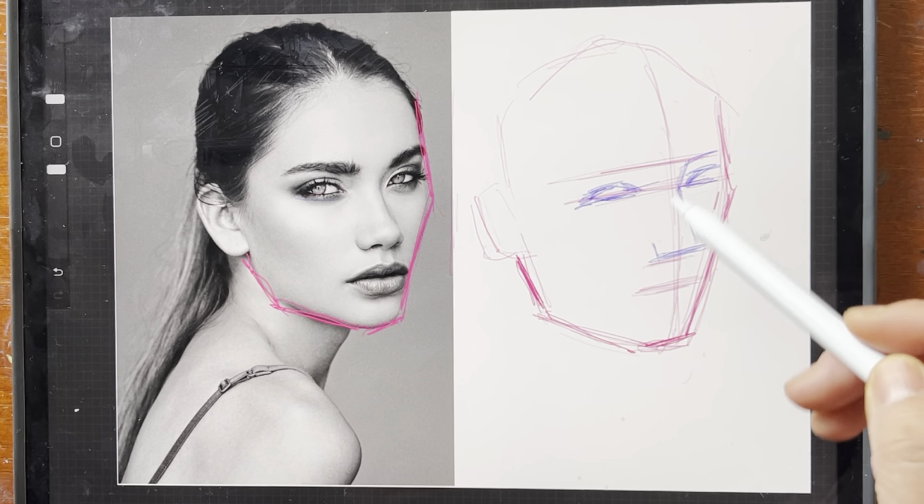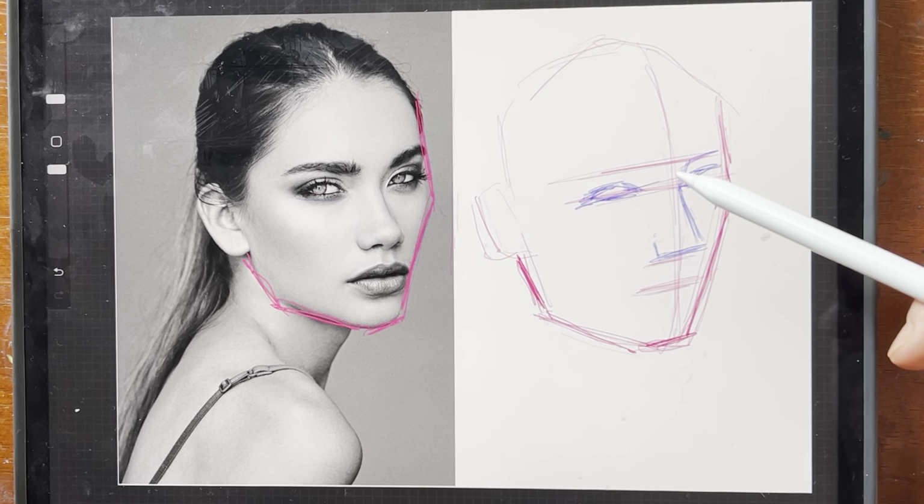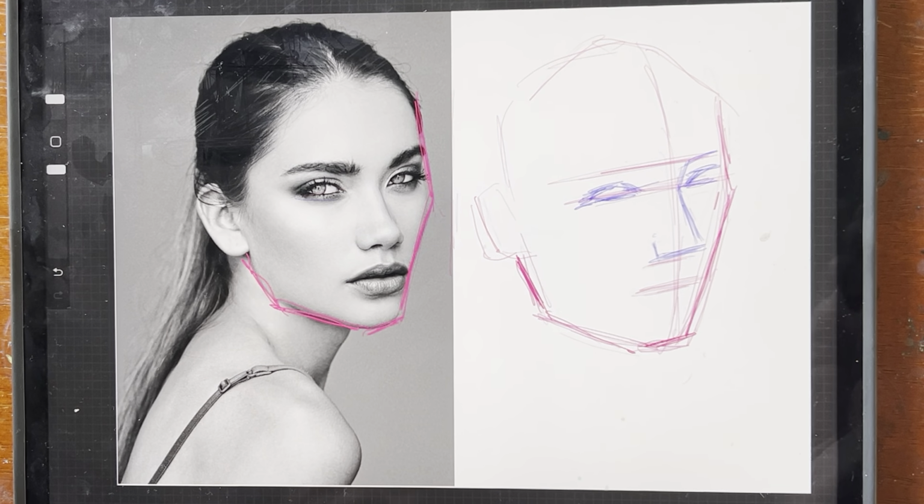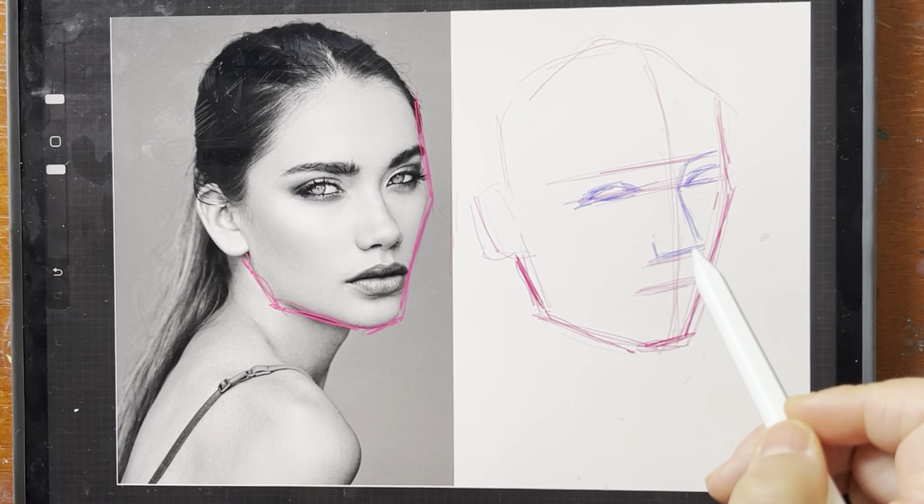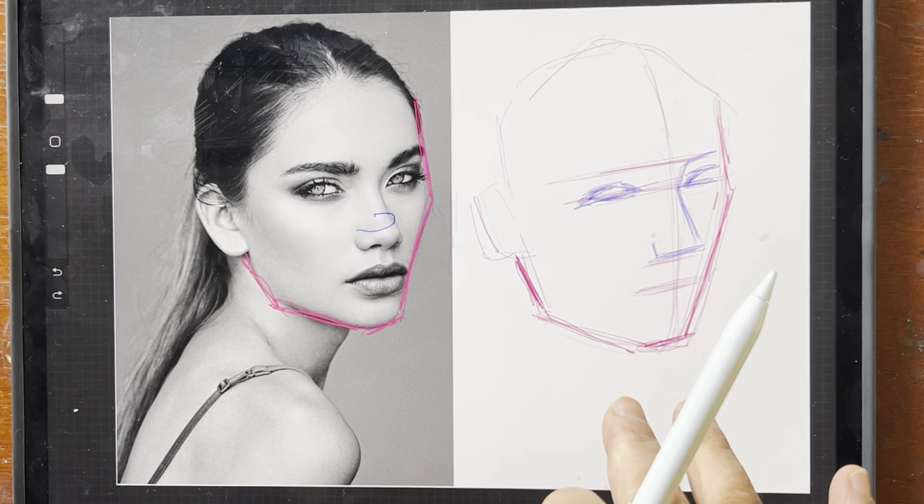Then I have this nose mapped out. And another thing I'm looking at with the nose is how long the nose is. Lots of you guys can't get how long the nose should be. Some draw it very short. Some draw it very long.